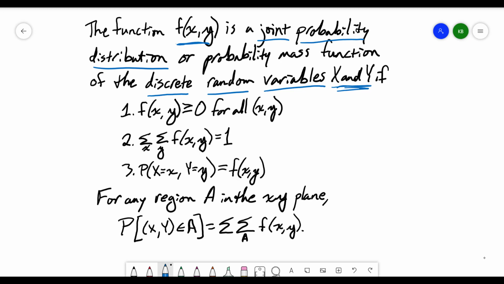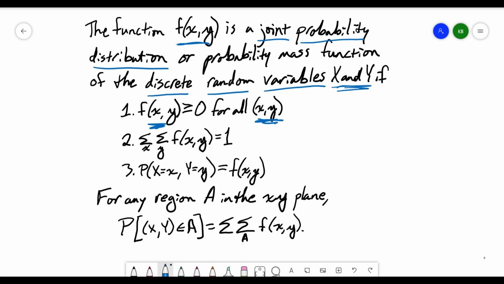Now we're going to be doing the same thing, except this time our joint probability distribution can have a value for the discrete random variable x and one for the discrete random variable y. So we need that our function is greater than or equal to 0 for all possible ordered pairs this time.